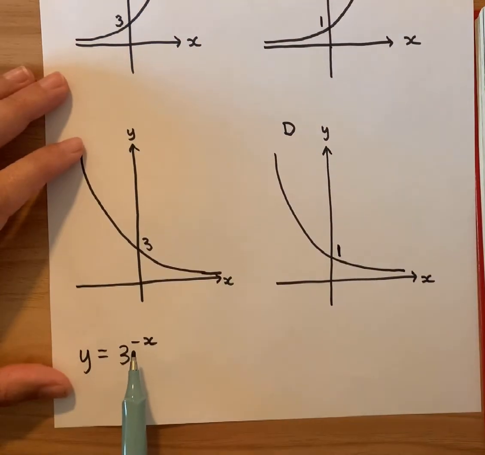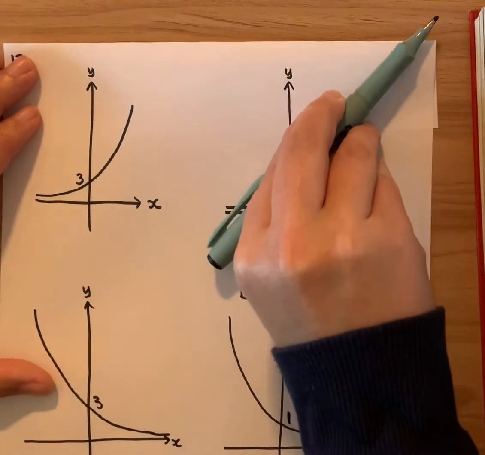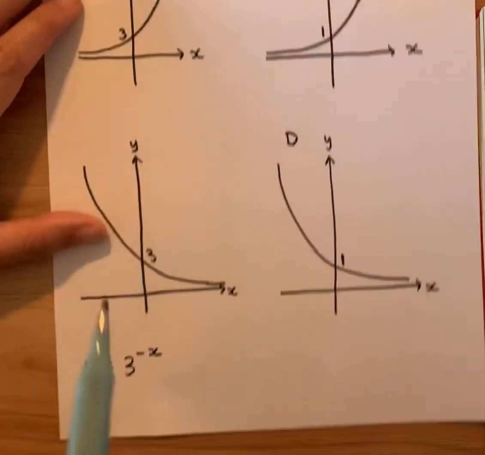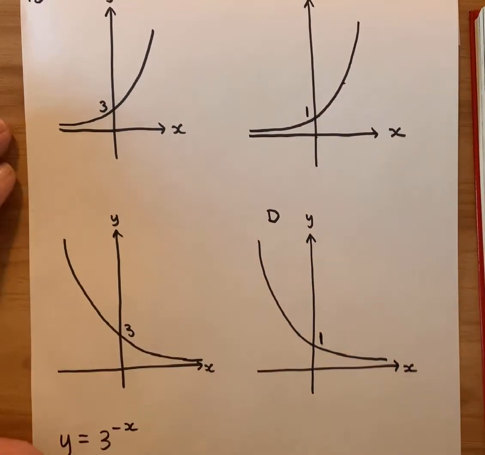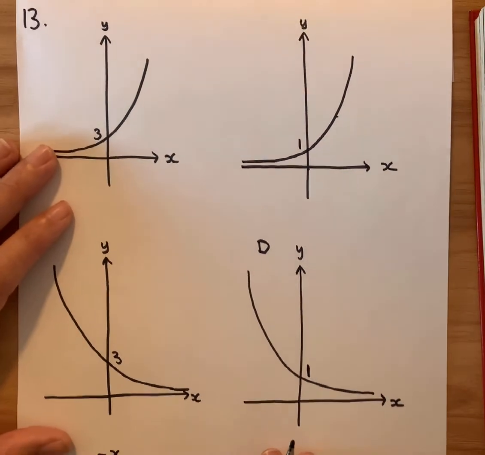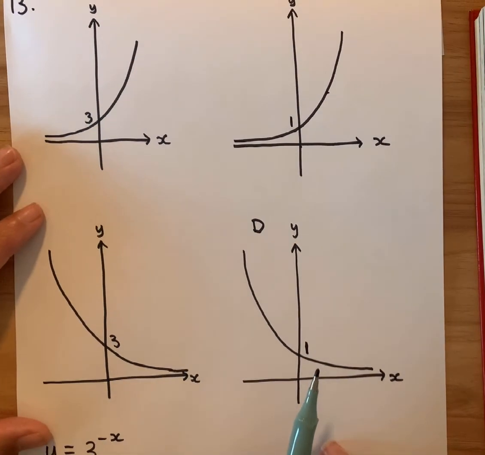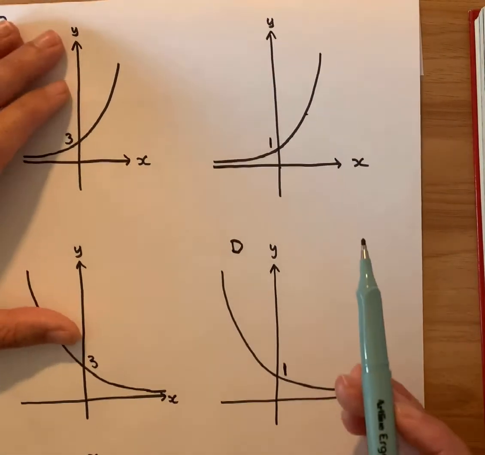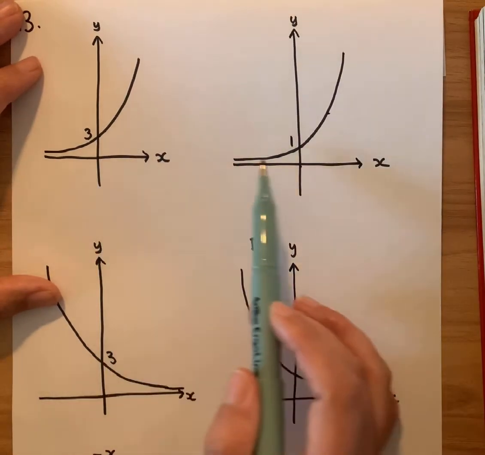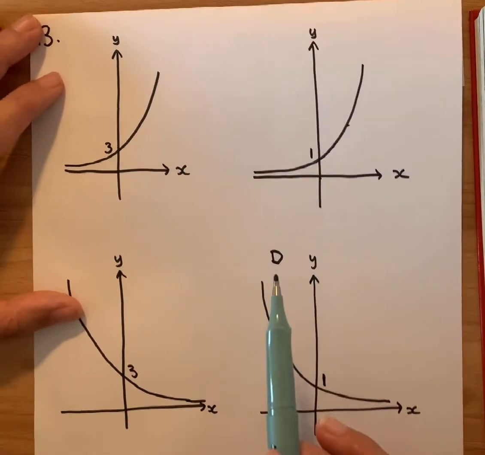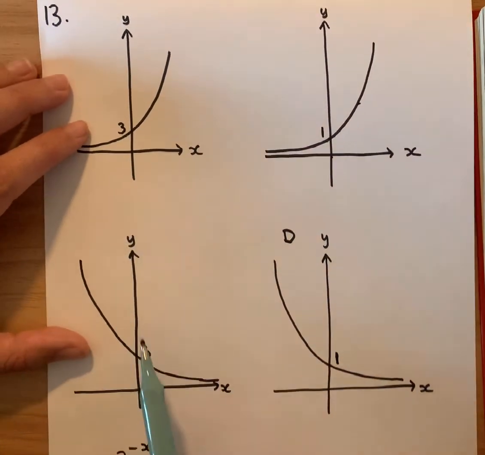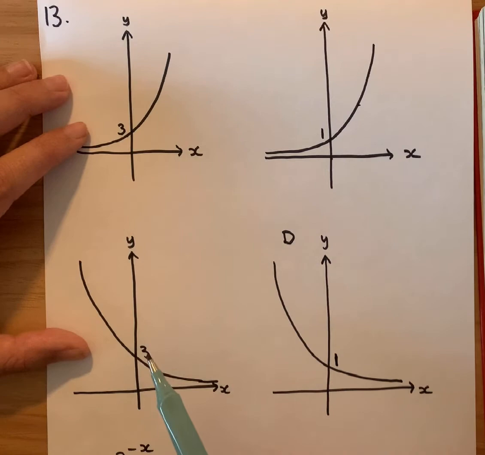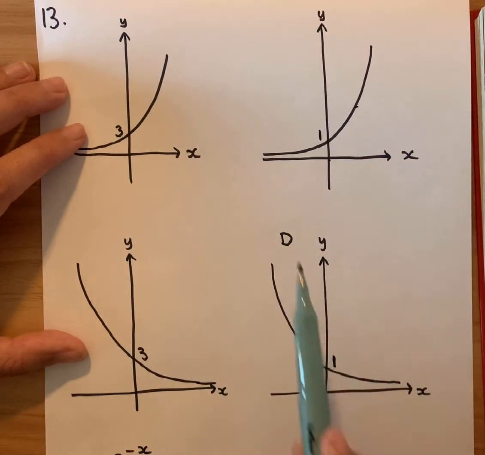So see how we've got this negative x up here? If that was a positive x, maybe it's these ones which are going in a positive direction. And if it's a negative x, maybe it's these ones that are going in a negative direction. But let's just test some points and check it out. The other part of this question is that these two are cutting the y-axis at 3 and these two are cutting the y-axis at 1.